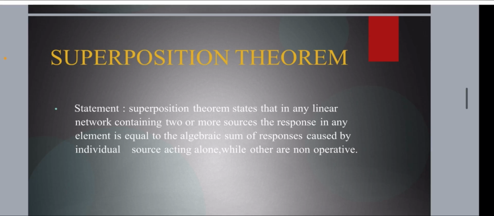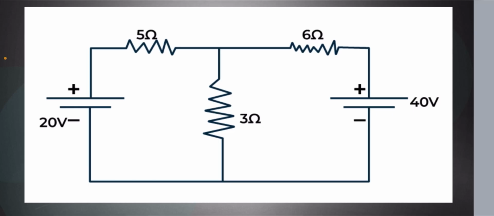Coming to superposition theorem, the statement of the superposition theorem is: superposition theorem states that in any linear network containing two or more sources, the response in any element is equal to the algebraic sum of the responses caused by individual sources acting alone while the others are not operative. And this is a circuit diagram of the superposition theorem, containing two voltage sources and three resistors.